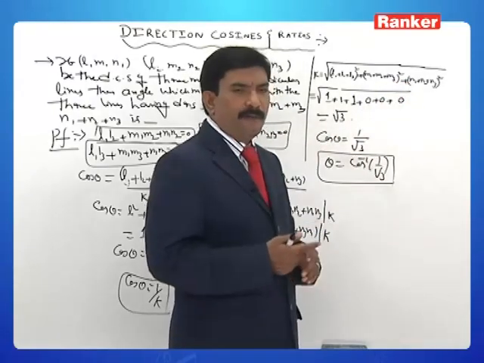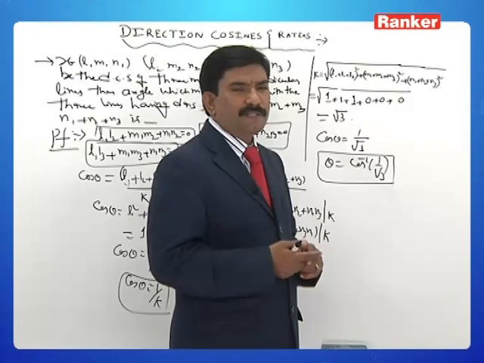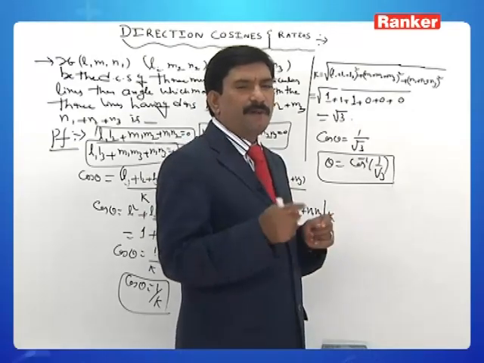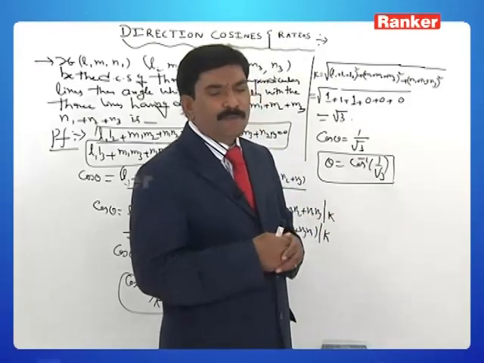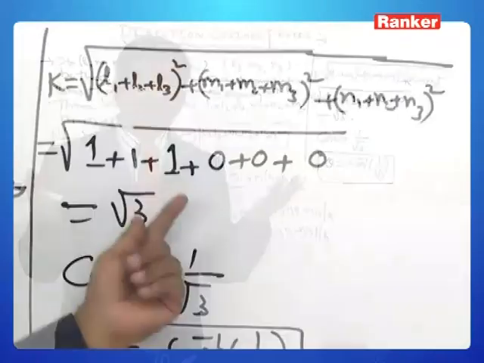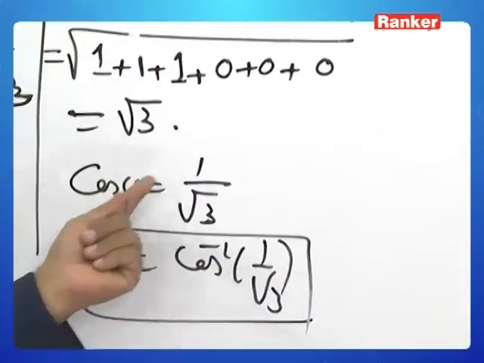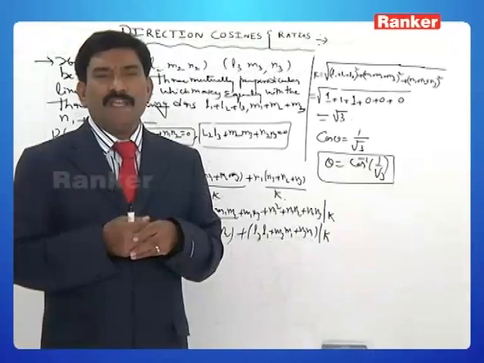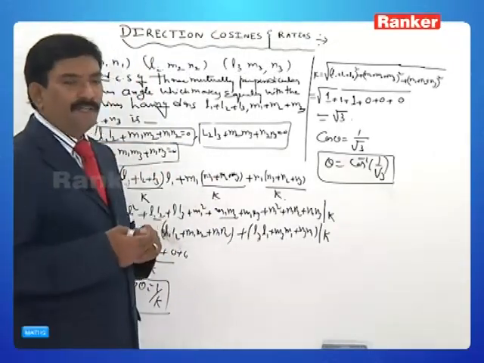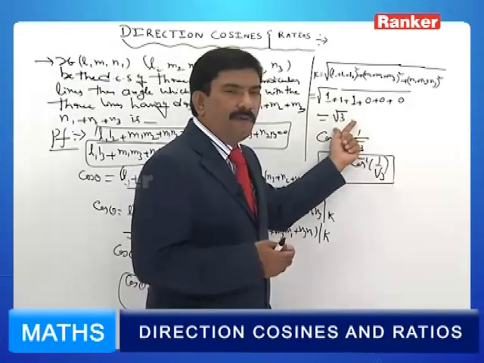Expand it. Wherever you come across l square plus m square plus n square, you can make use of 1. And wherever you come across l1 l2 plus m1 m2 plus n1 n2, you can make use of 0. Next, similarly, l2 l3 plus m2 m3 plus n2 n3 is also 0. Similarly, l1 l3 plus m1 m3 plus n1 n3 is also equal to 0. So therefore, I got root 3.